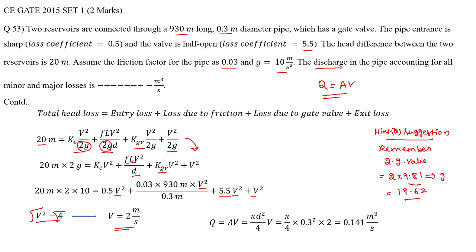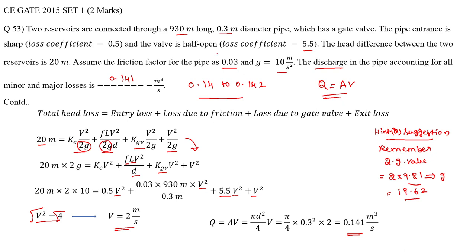Since it is a circular pipe, the area is pi d square by 4, and the velocity we also know, so Q is equal to pi by 4 into 0.3 square into 2. The value is 0.1141 meter cube per second. The range given in the GATE solution is 0.14 to 0.142.